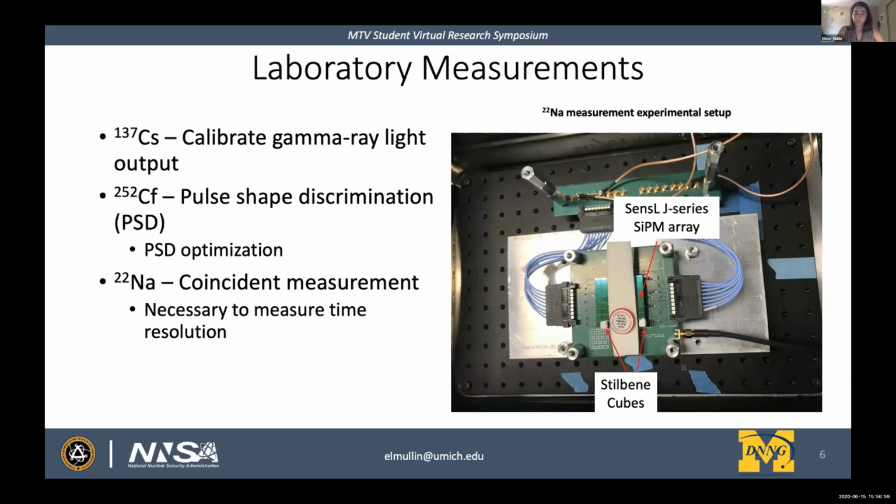Then it was necessary to measure the time resolution of our two Stovene cubes. So we performed a coincident measurement using the sodium-22. You can see here where my mouse is, this is our sodium-22 source that we placed between our Stovene cubes, and we measured the two 511 keV gamma rays from this source.